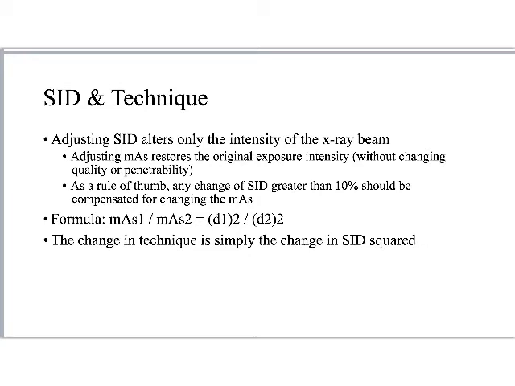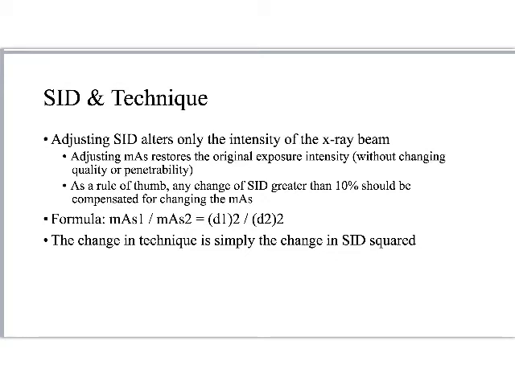Adjusting mAs restores the original exposure intensity. So I turn up the mAs, and I'm just creating more X-rays to make up for that divergence of the X-ray beam, okay? As a general rule of thumb, any change in SID greater than 10% should be compensated for by changing the mAs. So it does matter.